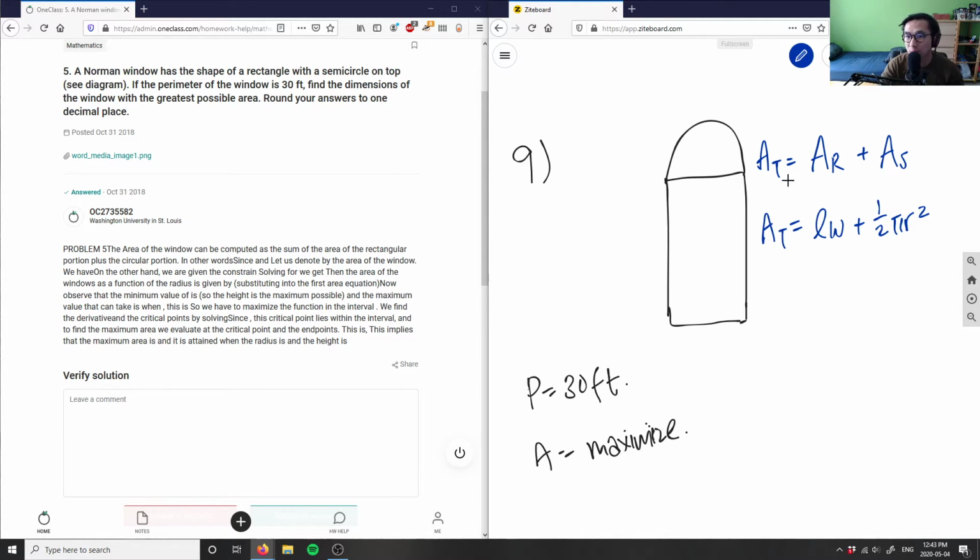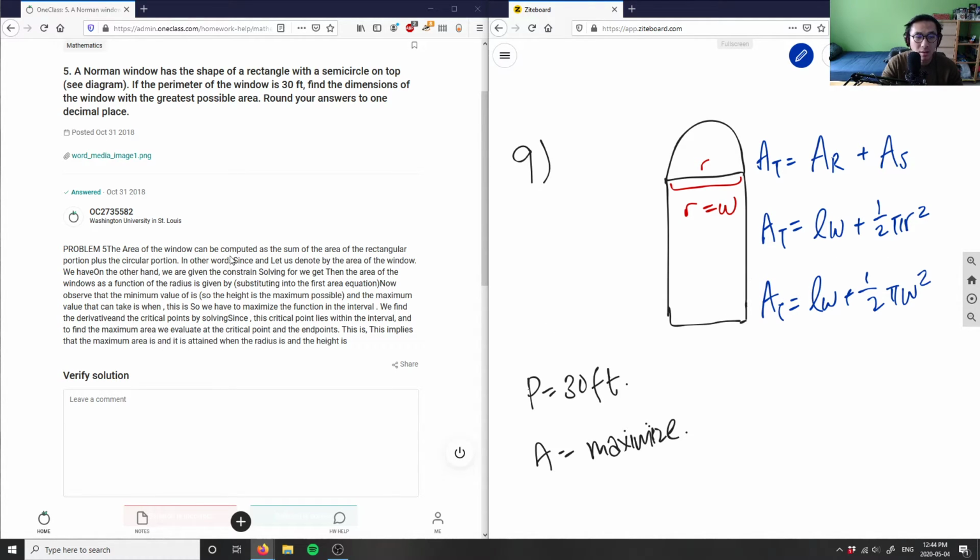Knowing this, we have LW plus half of pi r squared. In this case, this is the radius of our circle, but it also equals the width of our rectangle, so I can replace this r with w. So the total area equals length times width plus half pi w squared. And so we have our area equation, which is perfect. So this here is correct.